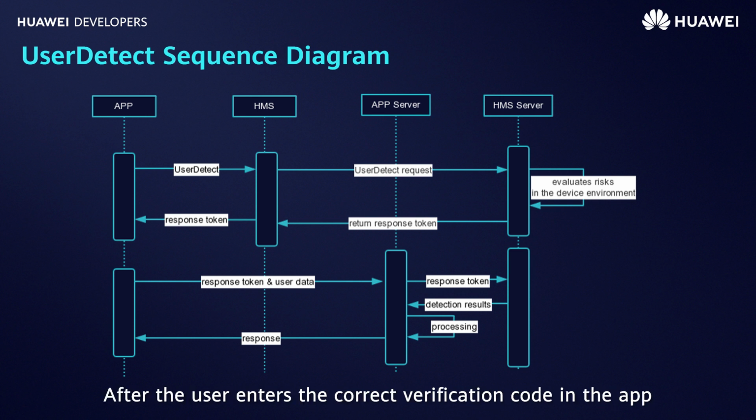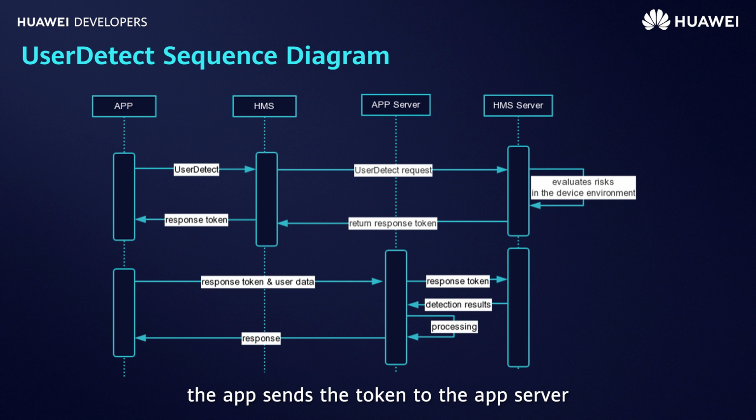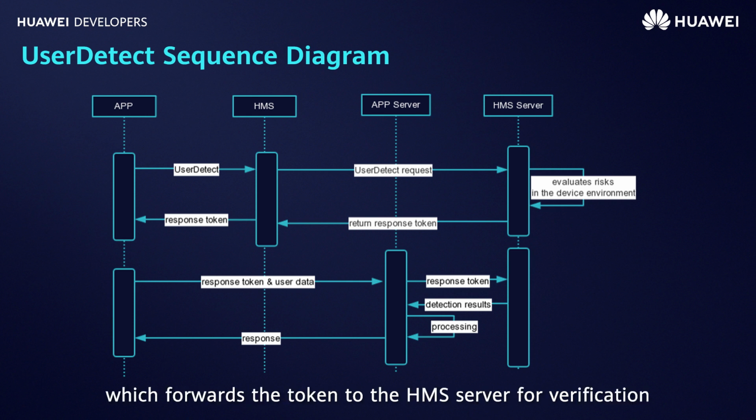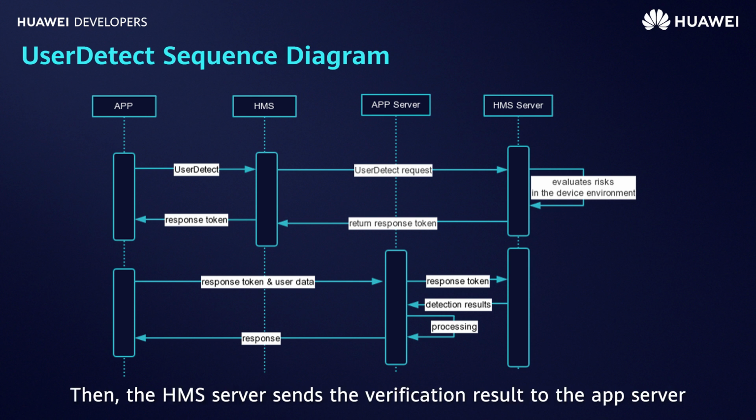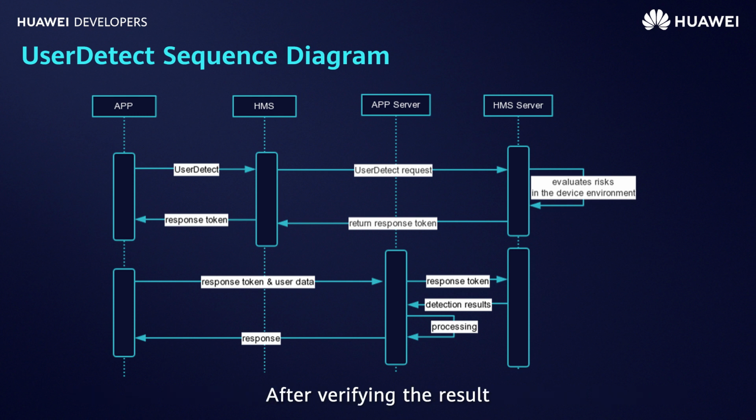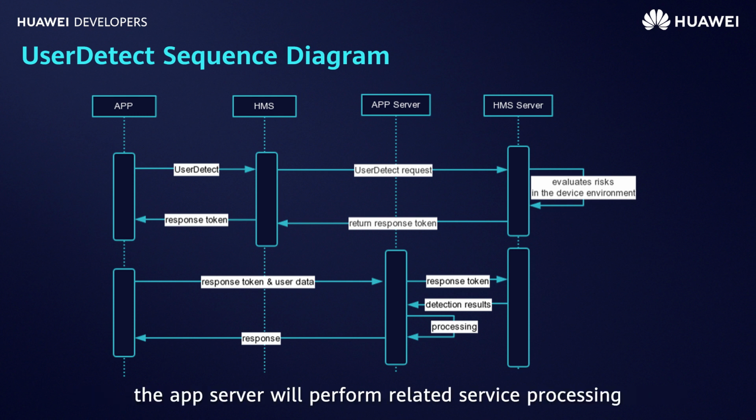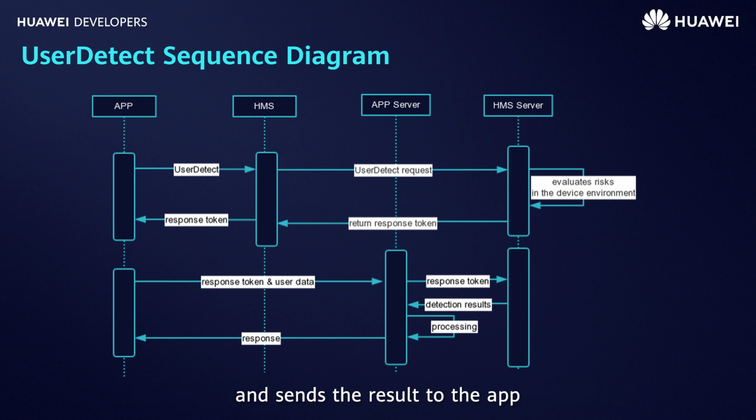After the user enters the correct verification code in the app, the app sends the token to the app server, which forwards the token to the HMS server for verification. Then, the HMS server sends the verification result to the app server. After verifying the result, the app server will perform related service processing and send the result to the app.